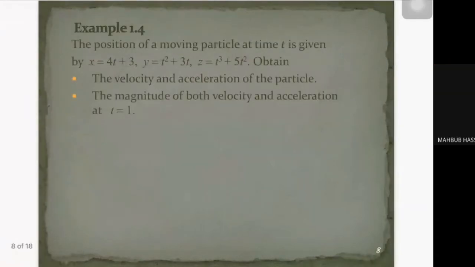Okay, now let's look at example 1.4. The position of a moving particle at time t is given by this vector with components x, y, and z. So, first question, obtain the velocity and acceleration of the particle. Velocity, you have to find the first derivative, and acceleration is the second derivative. And question number 2, obtain the magnitude of both velocity and acceleration at t equal to 1.